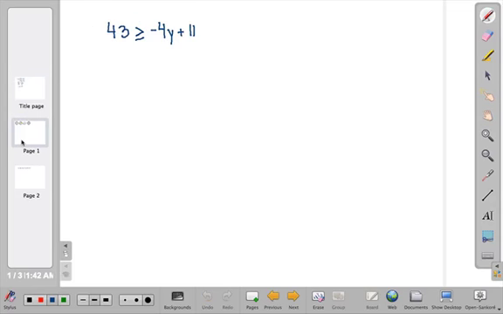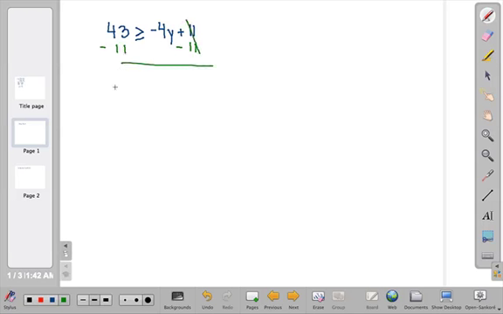Here's our next problem that we're going to work on. 43 is greater than or equal to negative 4y plus 11. So again, what number is on the same side as the variable but not right next to it? The 11. What operation is going on to it? We're adding, and the opposite of that is subtracting, so that means we're going to subtract 11 from both sides.